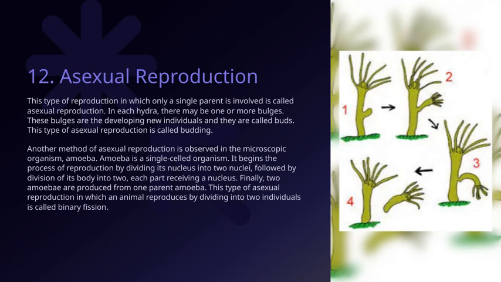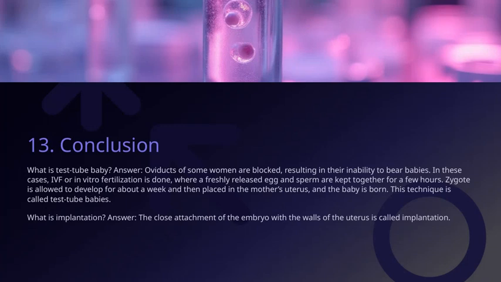Both budding and binary fission highlight how diverse and efficient asexual reproduction can be, especially in simple organisms. These methods help ensure that organisms can reproduce rapidly and effectively, contributing to the overall survival and propagation of their species. Let's wrap up with some key points.